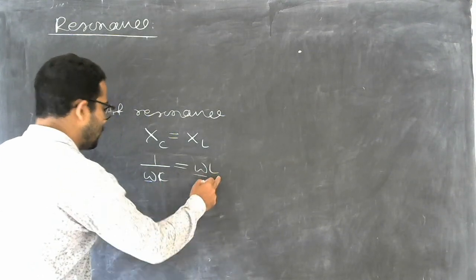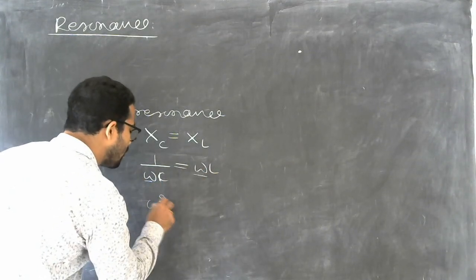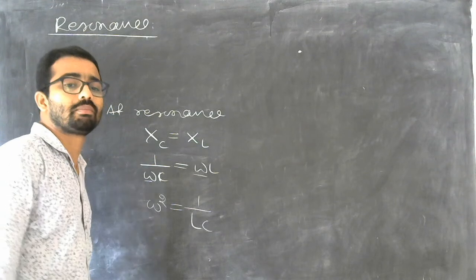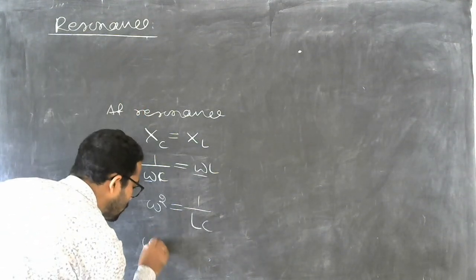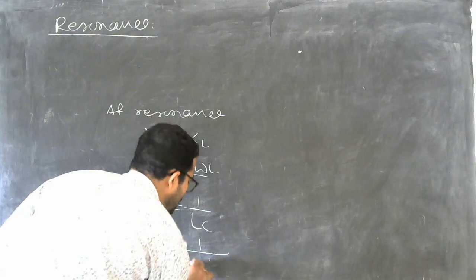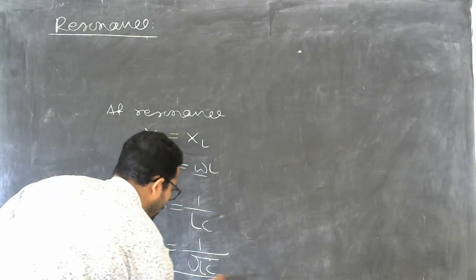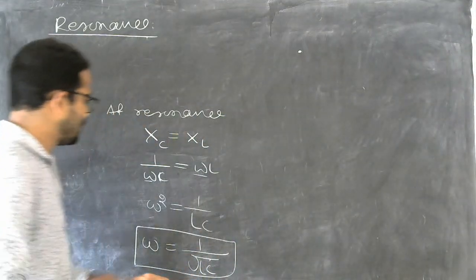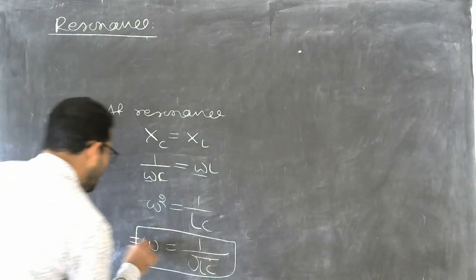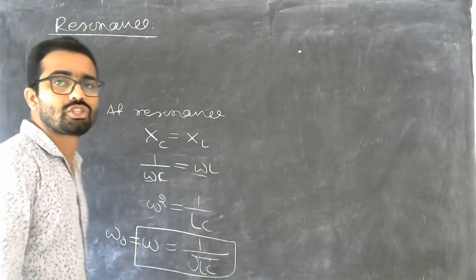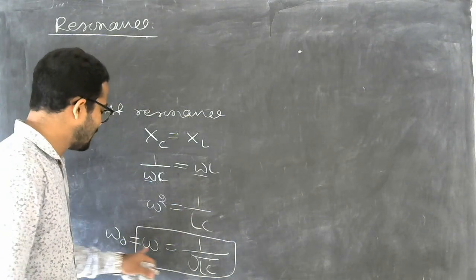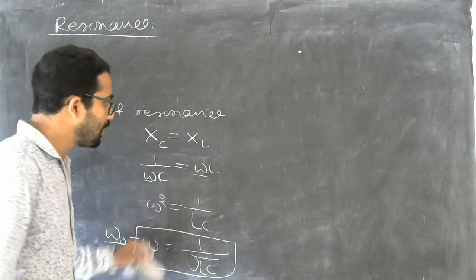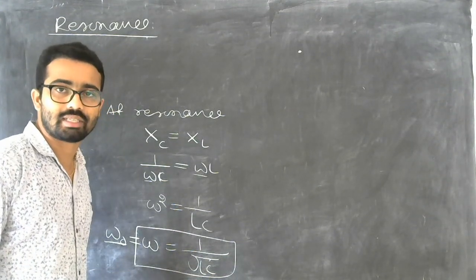Now let us write omega together. Taking L to the other side and rearranging, omega square is equal to 1 by LC. Taking the square root of it, omega is equal to 1 by square root of LC. And this can also be written as omega naught. This is the value of angular frequency, and this frequency is called the resonant frequency.